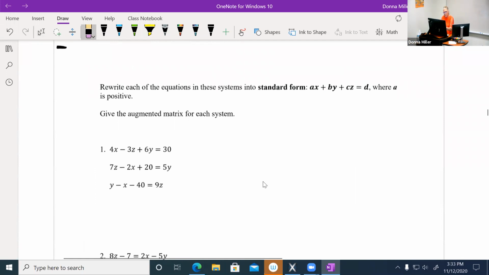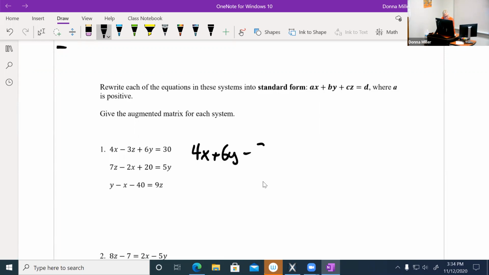So what we do with these is we make an augmented matrix. To make an augmented matrix, it has to happen in alphabetical order, lined up, and it has to have the answers on the other side. So if I look at these equations, I'm going to fix them first. 4x plus 6y minus 3z equals 30. Let's see, negative 2x comes first. I have to move the 5y over, so it's minus 5y plus 7z. And the 20 has to come over, so it becomes negative 20.